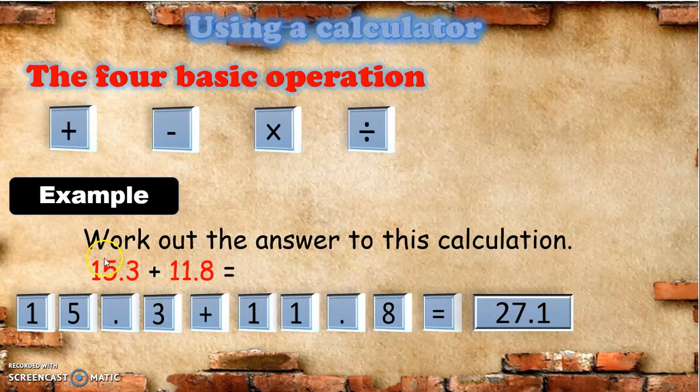So it means that 15.3 plus 11.8 is equal to 27.1.